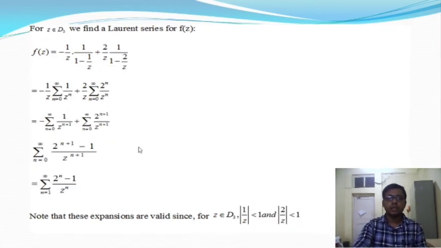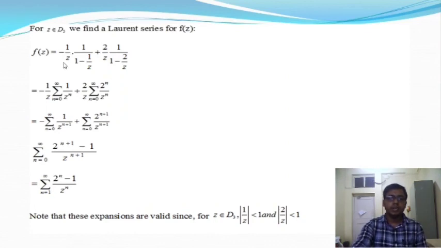And this is the last part of today's lecture. When z lies within the circle C2, then find the Laurent series expansion of f of z. So in this case, we are going to find the Laurent series expansion when modulus of 1 by z is less than 1 as well as modulus of 2 by z is less than 1. That means modulus of z is greater than 1 as well as modulus of z is greater than 2.